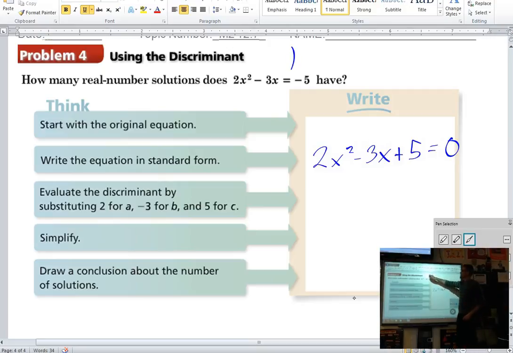So remember, your discriminant is what? I was about to say, for once, she didn't raise her hand. I'm sorry. Carmen, you said it is? B squared minus 4AC.